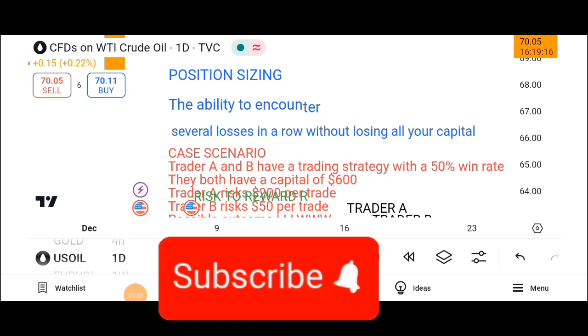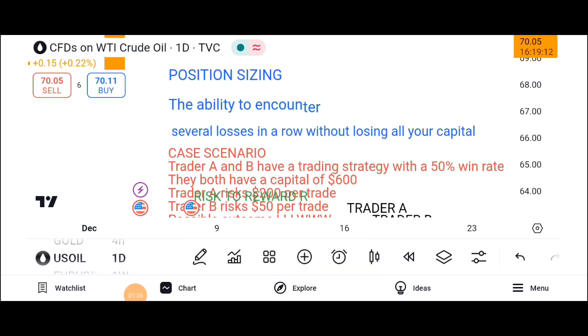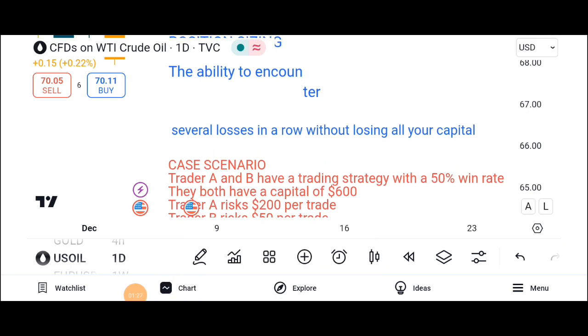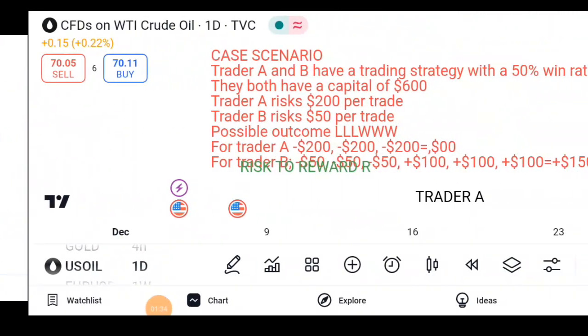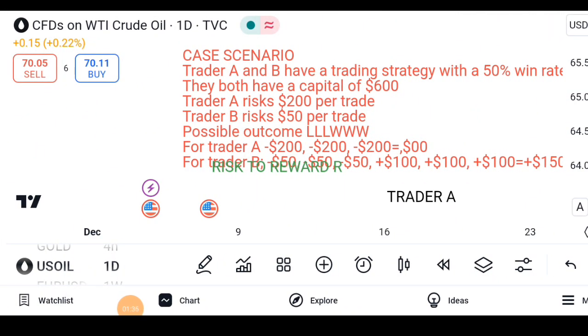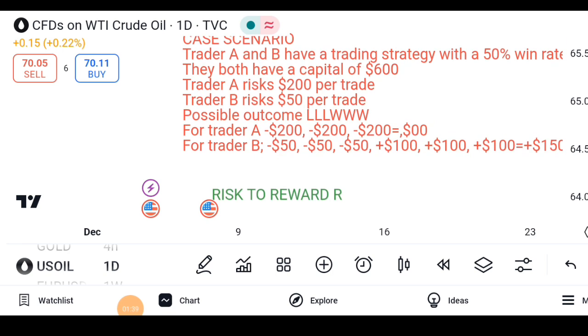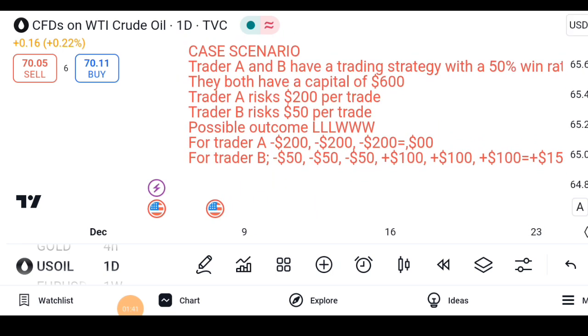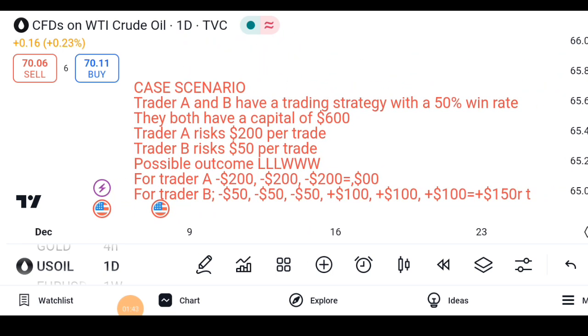Okay, so what is position sizing? Position sizing in simple terms is the ability to encounter several losses in a row without losing all your capital. So what will determine your success in this trading space will be how smart you handle each and every trade, how much you need to know each and every detail, how much you are staking, how much you are possibly going to get out from every trade, and of course the proper lot size that comes with knowing the proper lot size to use for your account.